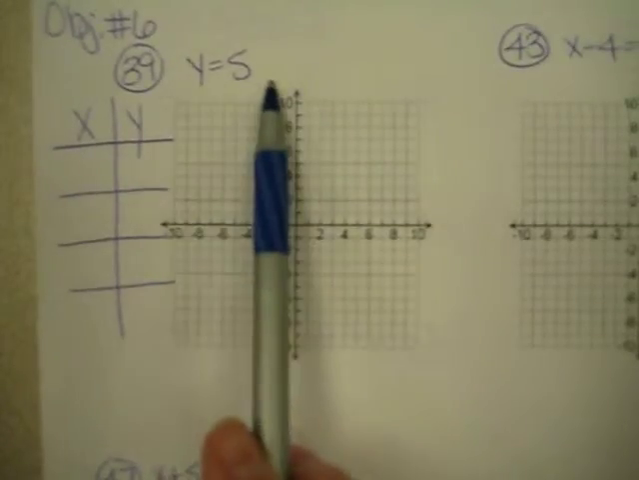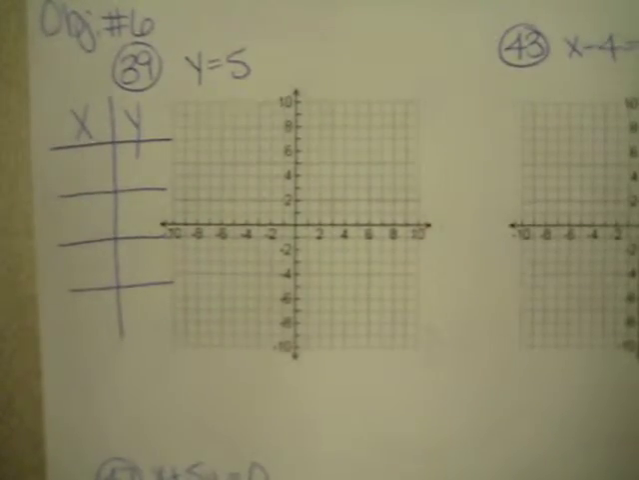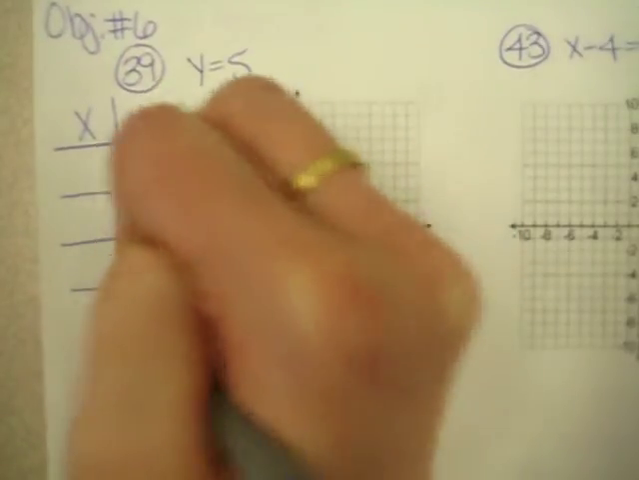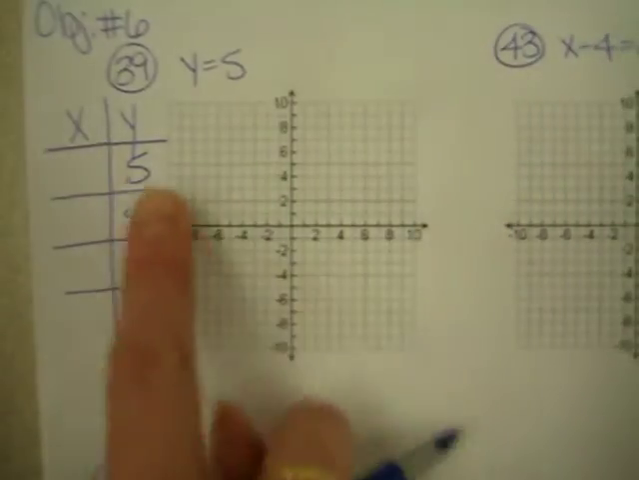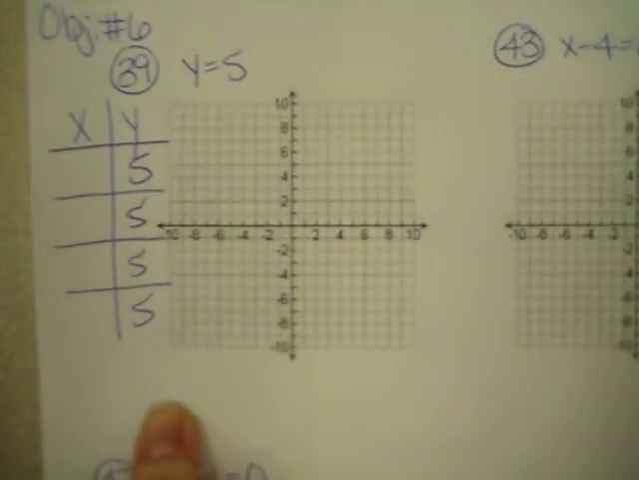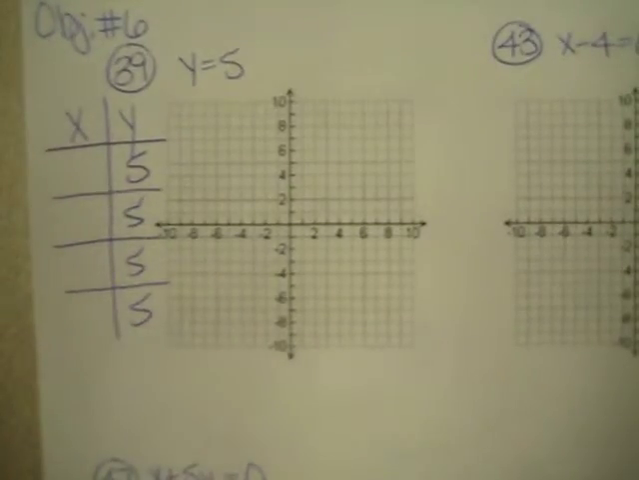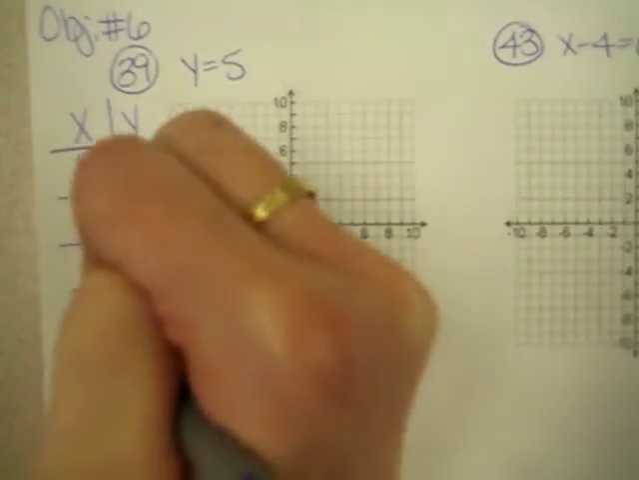Now it says y equals 5, so that means that if I was to use xy tables, which I would want you to use xy tables for this type of question, no matter what my x value is, y will always equal 5. That's the important point. The x values don't matter. I can pick any arbitrary numbers. I'm going to do 0, 1, 2, and 3.